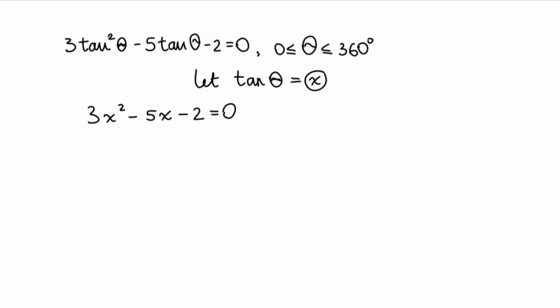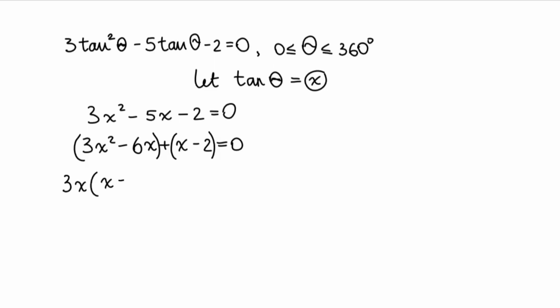We need to multiply 3 by -2 to see which two numbers produce a product of -6 and a sum of -5. -6 and +1. Decompose the middle term. And then group them. So 3x squared and -6x can be grouped together. x minus 2 can be grouped together. Then here we have 3x as a common factor, x minus 2, plus x minus 2 equals 0. Then 3x plus 1 times x minus 2 is equal to 0.